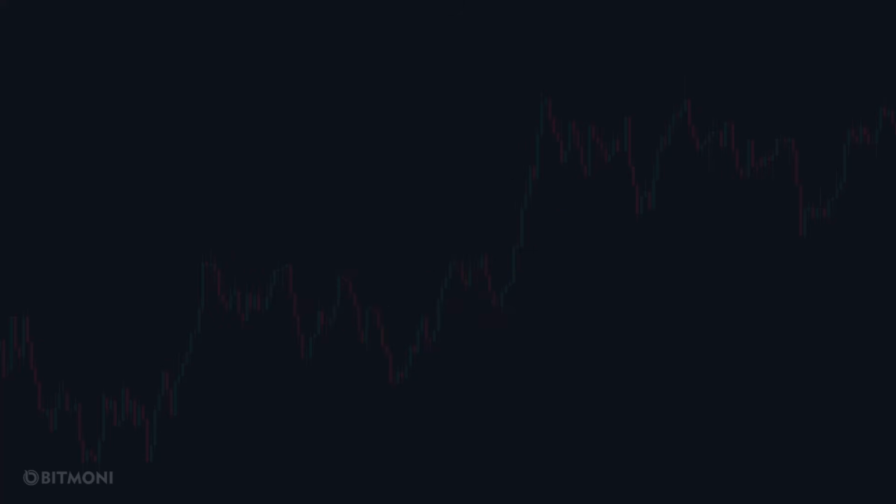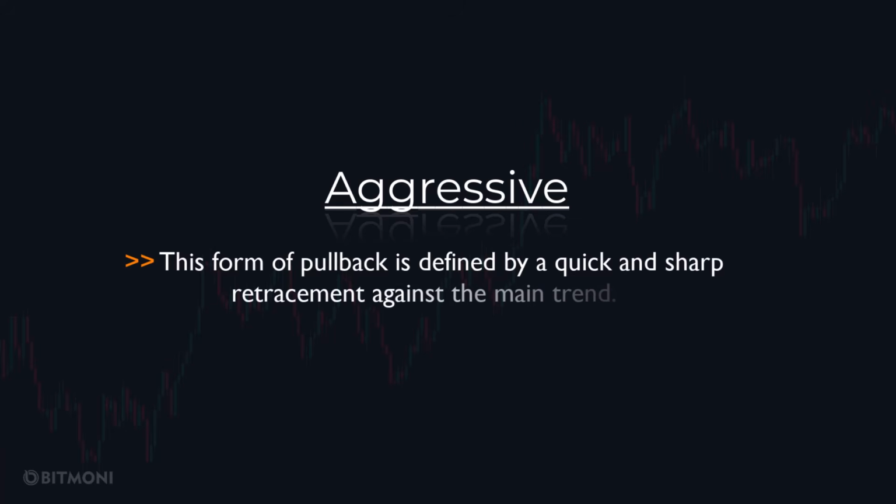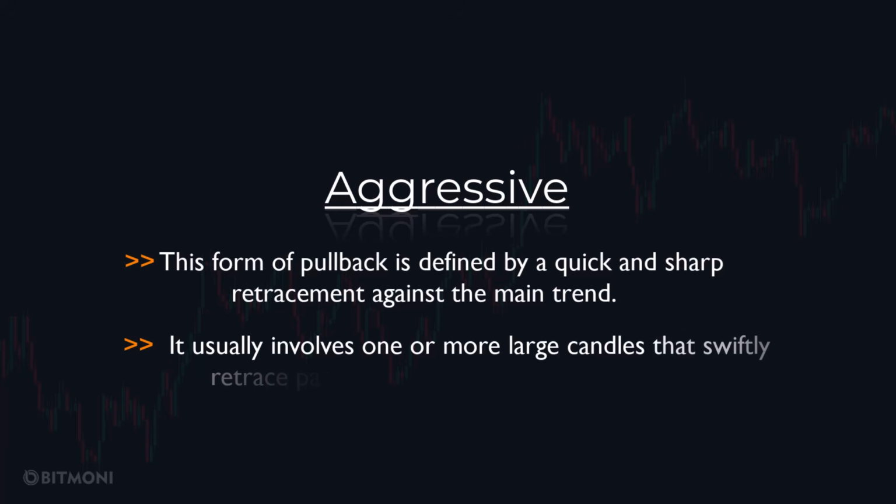The first type is the aggressive pullback. This form of pullback is defined by a quick and sharp retracement against the main trend. It usually involves 1 or more large candles that swiftly retrace part of the recent price movement. For example, suppose we have a series of candles where the price breaks below the lowest point of the candle just before a temporary pause. This movement marks a valid pullback.